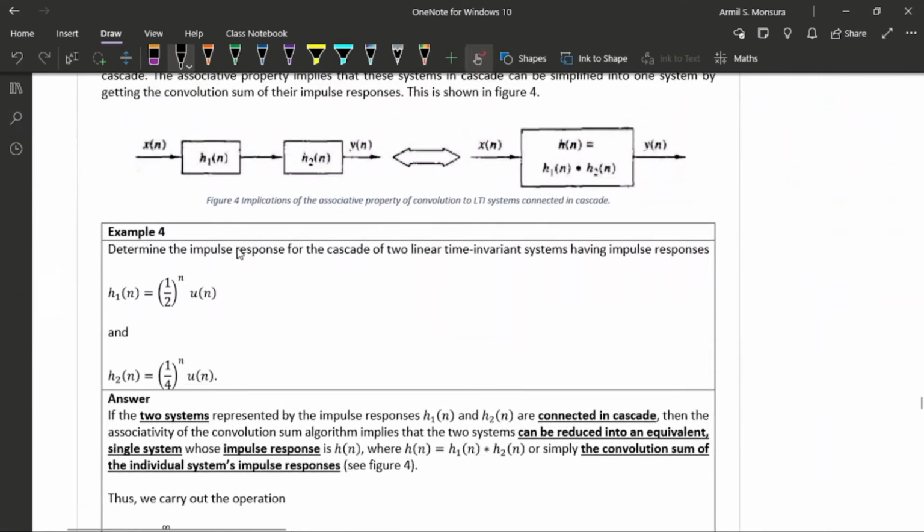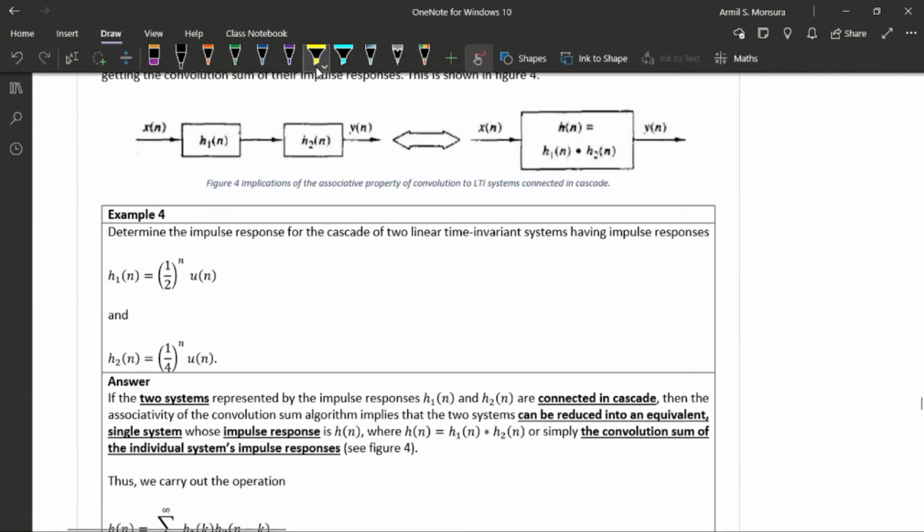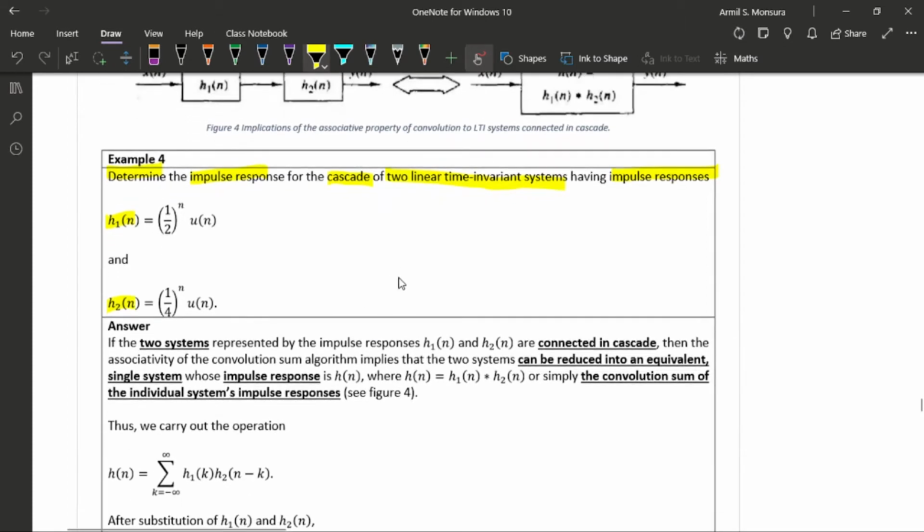We proceed now with working on example 4, which asks us to determine the impulse response of two cascaded LTI systems, or the cascade interconnection of two LTI systems having impulse responses of h1 and h2. Okay? So, let's visualize the problem in example 4. Again, we have two systems that are connected in cascade.